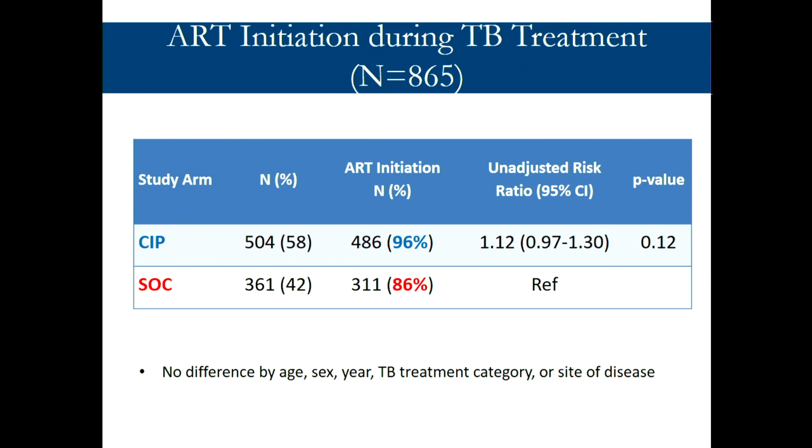Amongst the 865 patients who were not on ART at TB treatment initiation, 96% of patients in the CIP arm initiated ART during TB treatment, compared to 86% in the SOC arm, with an unadjusted risk ratio of 1.12. There was no difference in ART initiation by age, sex, year, TB treatment category, or site of disease.